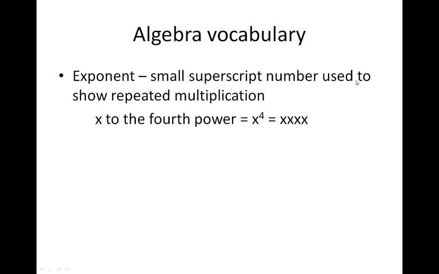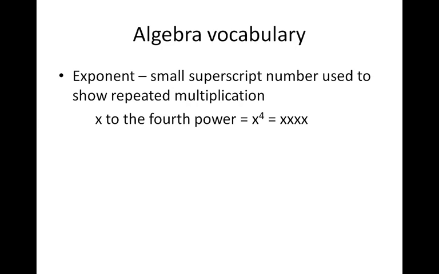A small superscript number used to show repeated multiplication. So, for example, and this is where we're going to throw in some other terminology that we just learned about a couple slides back, x to the 4th power is equal to, remember what the equal sign means, equivalent to x to the fourth power, x with a superscript of 4, which is also equivalent or equal to x times x times x times x.